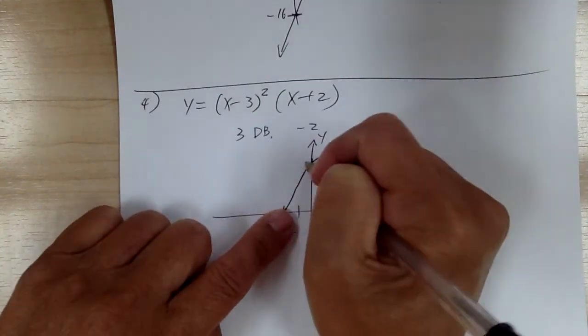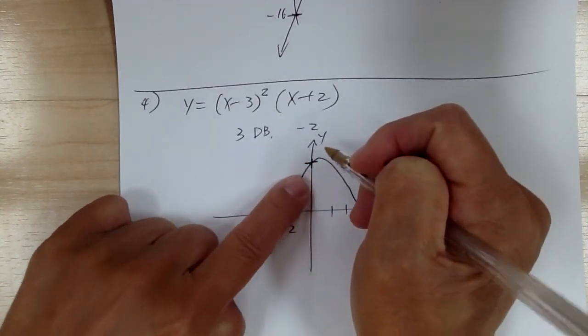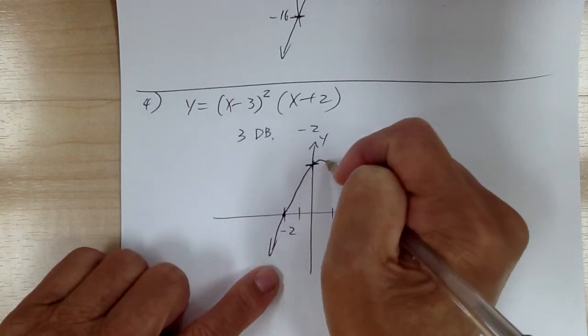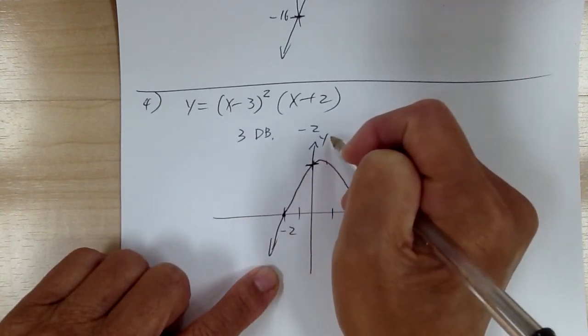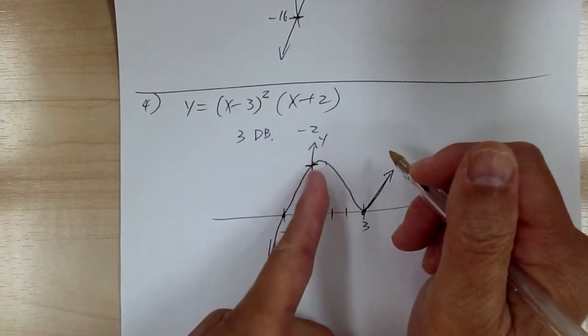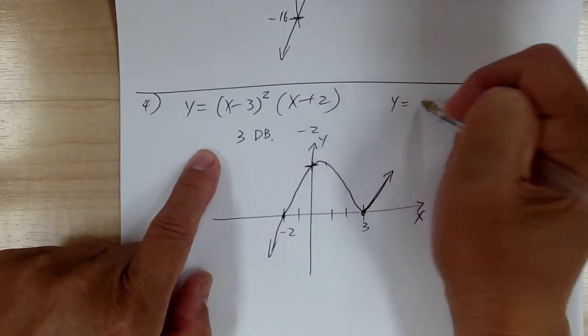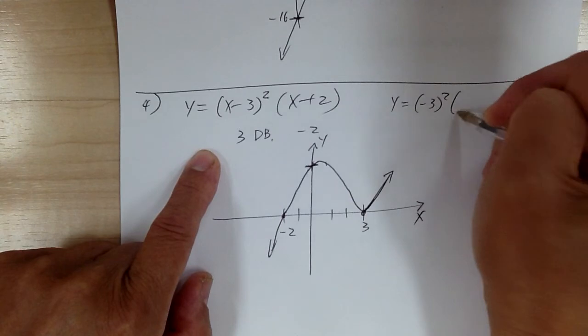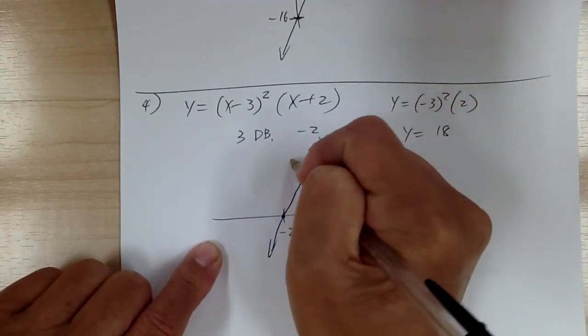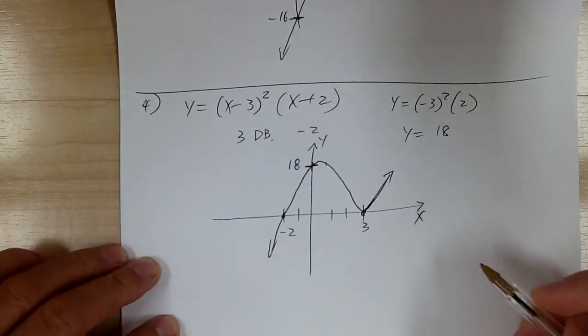Now to find your y-intercept, this intercept is not going to be the highest point. Usually the maximum or minimum is somewhere else. To find this point, again, this is when x equals 0. So y equals (−3)² times 2, so y equals 18. So this would be 18.